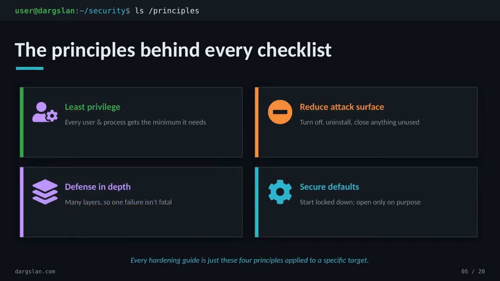Now, before we open any specific checklist, it helps to know that almost every hardening guide you'll ever read boils down to 4 principles. Least privilege. Give every user and process only what it actually needs. Reduce attack surface. If it's unused, turn it off. Uninstall it. Close it. Defense in depth. Stack your layers so a single failure isn't catastrophic. And secure defaults. Start locked down, then open things deliberately, only when there's a reason. Learn these 4, and the rest is just applying them to a specific target.